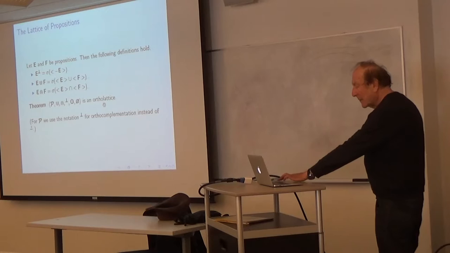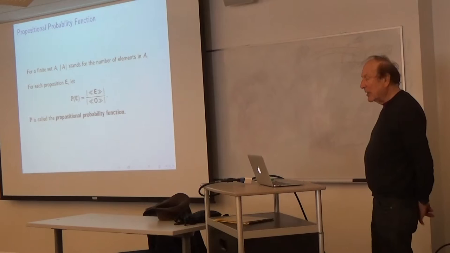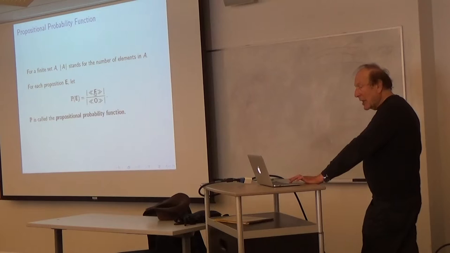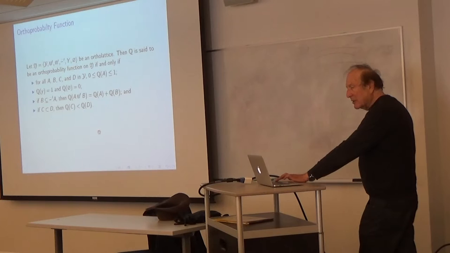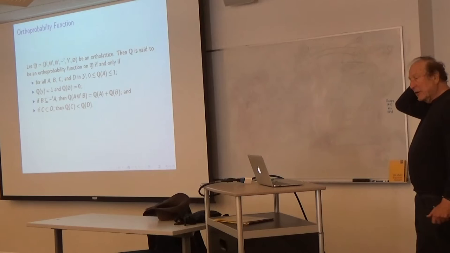For each set A, we let the absolute value of A stand for the number of elements in A. For a proposition, we now take as its probability function the set of people who paradigmatically chose E over all people. And this is called a proposition probability function.